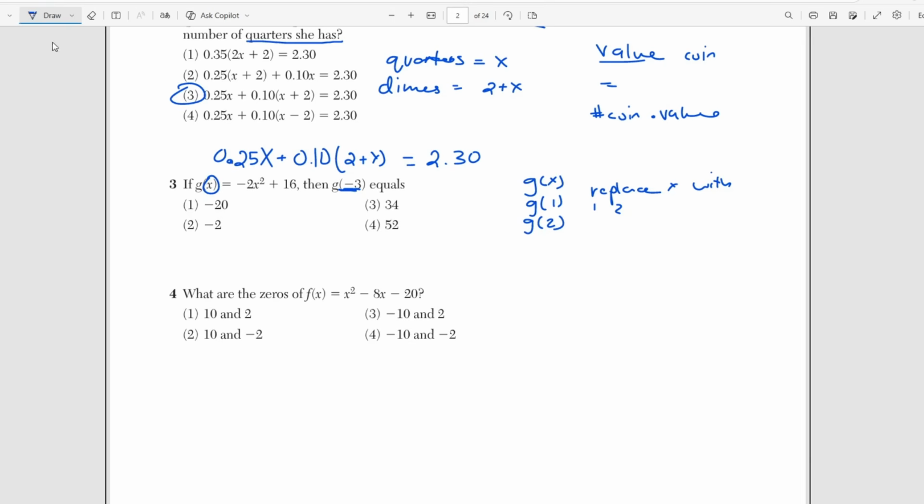A way that I like to remember this is, well, how did I go from g of x to g of negative 3? Oh, I replaced the x with negative 3. So we do the same thing here.